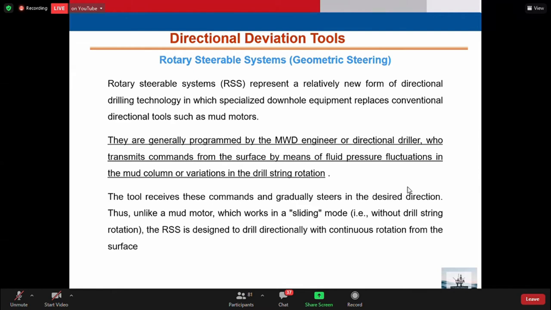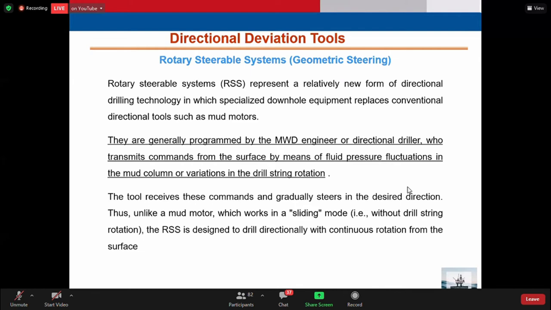So the RSS is designed to drill directionally with continuous rotation from the surface. That's a huge and very, very big advantage of the rotary steerable system, which is now used worldwide in many applications, as it provides smoother drilling and time saving, but increases the cost. But when I save more days of the rig rent and the rig equipment, I save more costs for directional drilling.